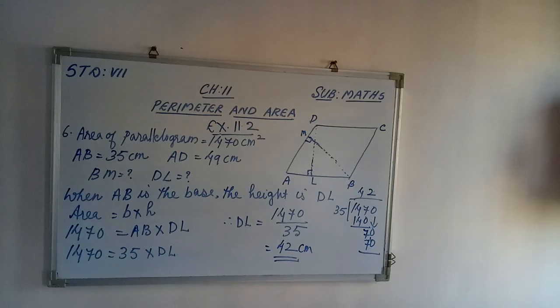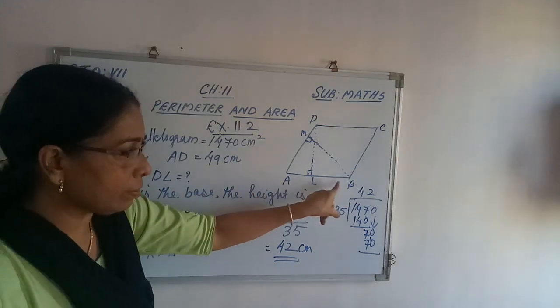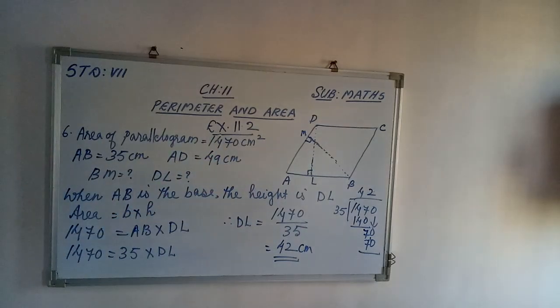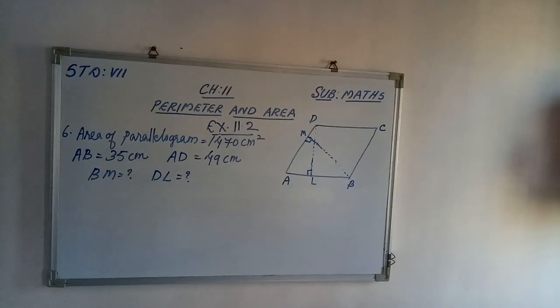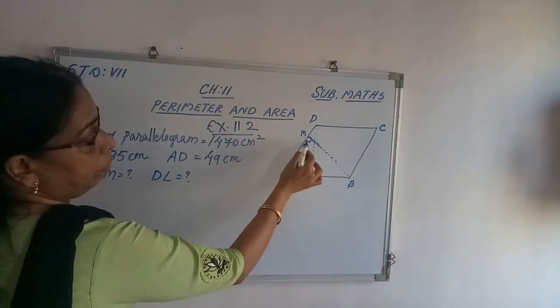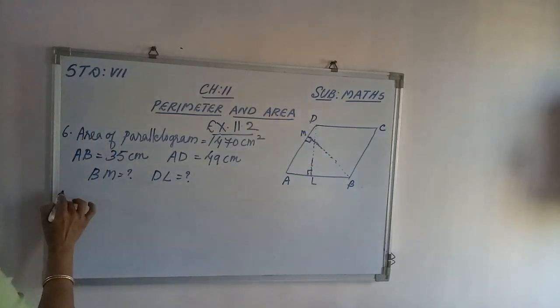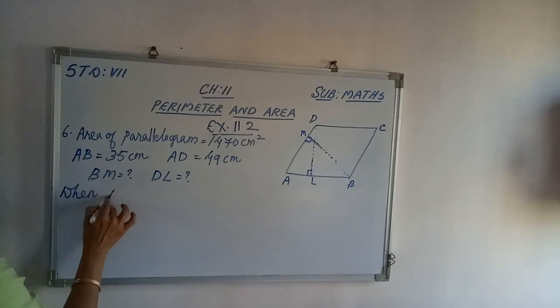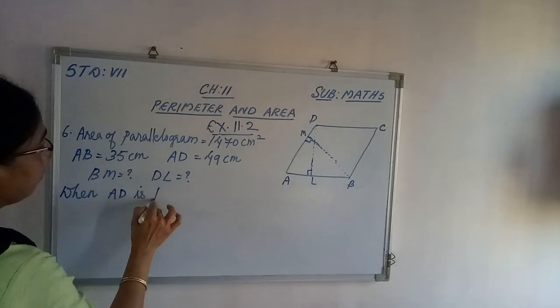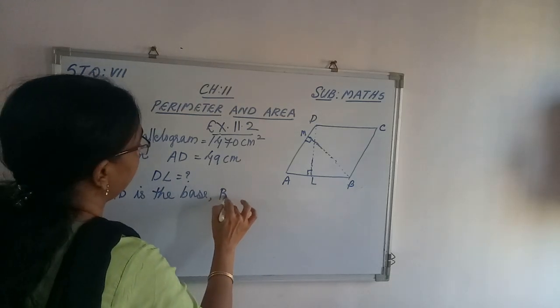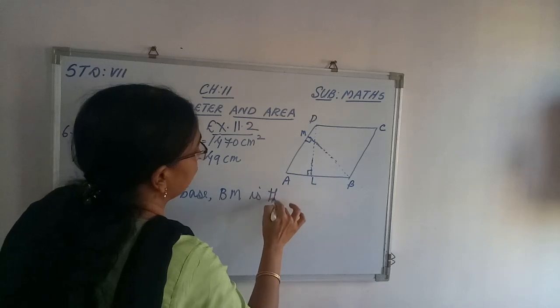We have to find out BM. Is that clear? So we have taken AB as the base, then DL is the height. So the area of the parallelogram is already given. Now to find out BM. BM is the corresponding height of AD. So we can write, when AD is the base, BM is the height.